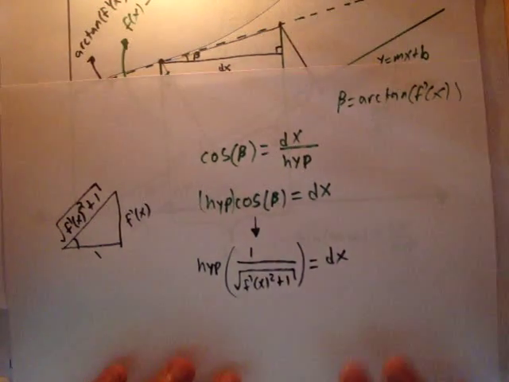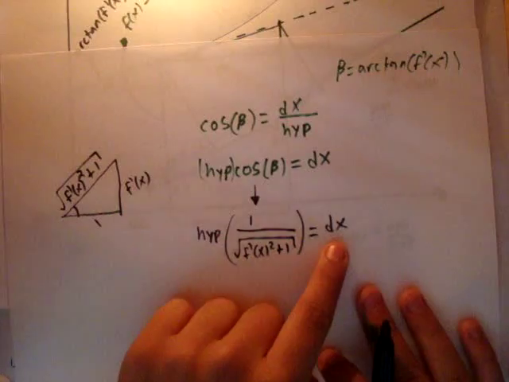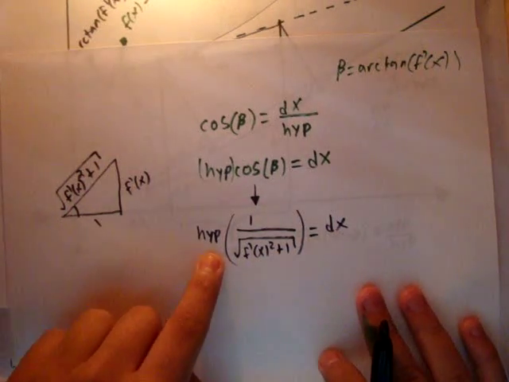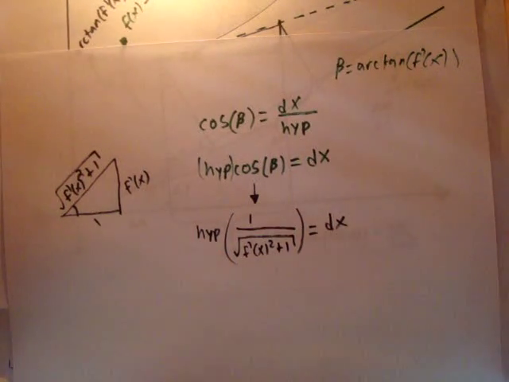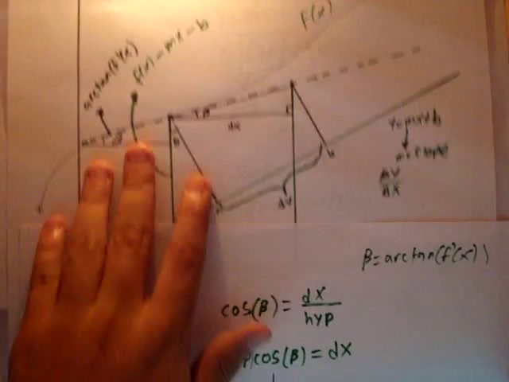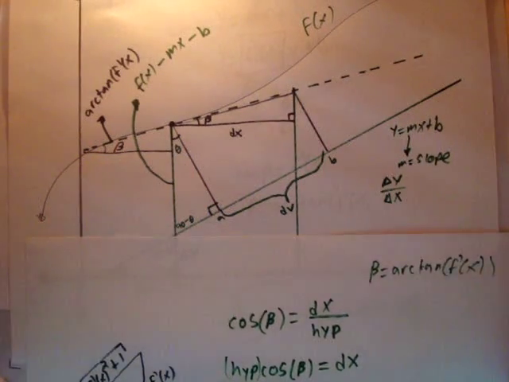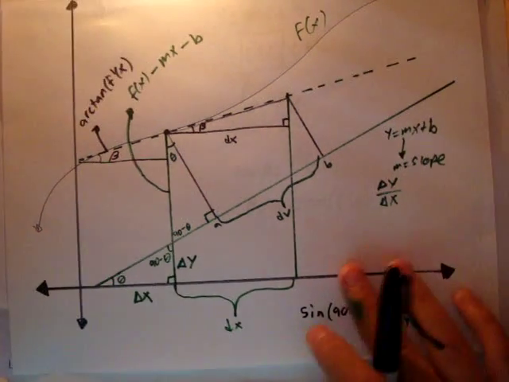Alright, so we have two unknowns right here. Actually, we have the dx and we have the hypotenuse. Now remember, I chose hypotenuse because so far I think you can connect the hypotenuse to the dv. So let's actually go to it.